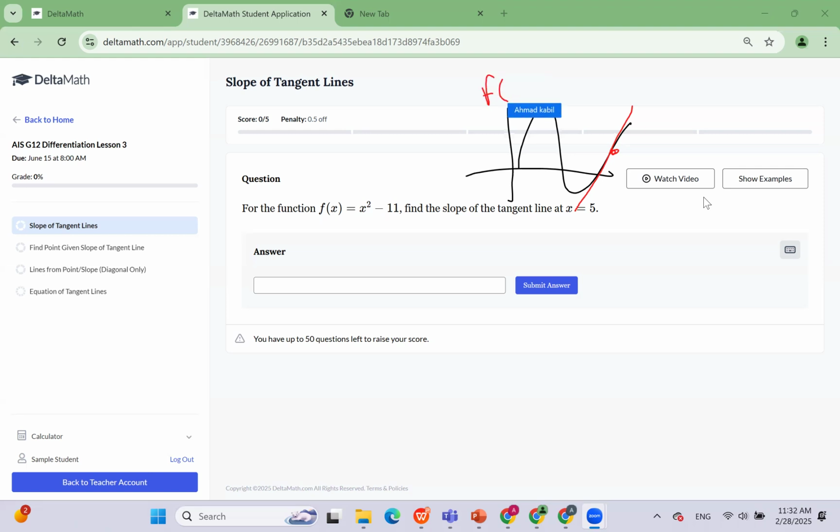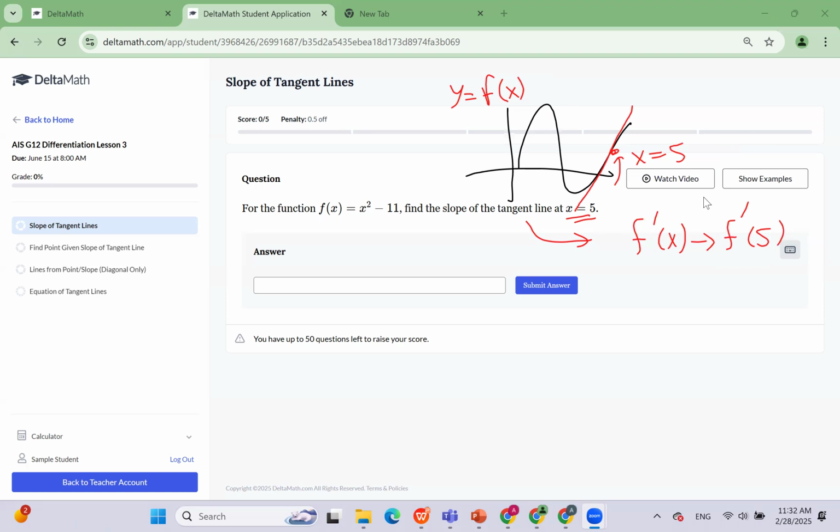This is equivalent to differentiating y, which is f of x, at this particular point, for example, here where x equals 5. So in other words, this is equivalent to obtaining f dash of x and then using it to obtain f dash of 5. So let's try that out.